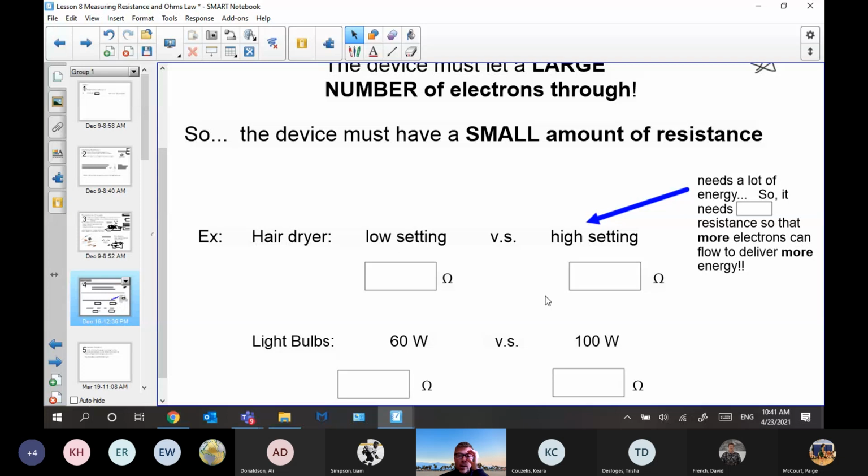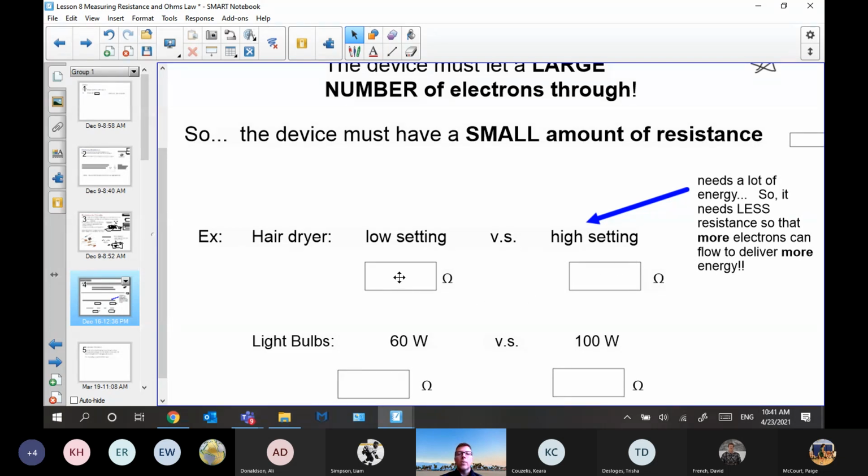So in 124, I have a travel hairdryer, and it has a low setting and a high setting. The high setting needs a lot of energy to go through it. So what kind of resistance does it need? Less. I heard it. Yep, good job. So it needs less resistance to let more electrons go through, right?